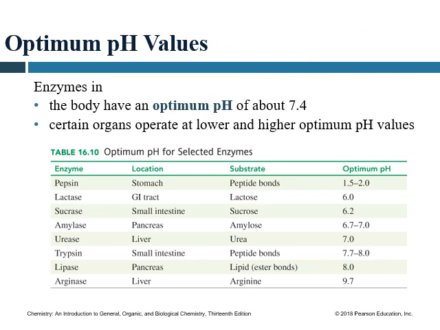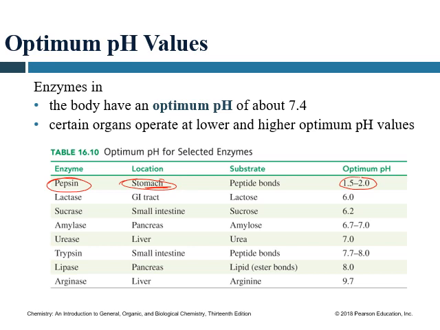So this is an example of the optimum pH value. One of the enzymes is pepsin. It is present in the stomach, right? The optimum pH for pepsin is 1.5 to 2.0 because the pH of the stomach is acidic, right? So we have different examples. So this will tell you different enzymes have their own optimum pH, right?